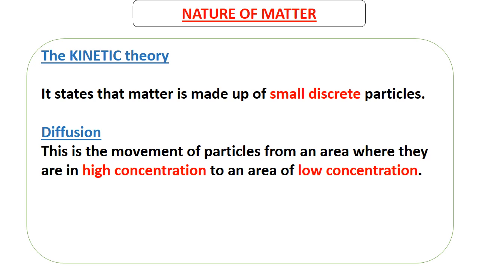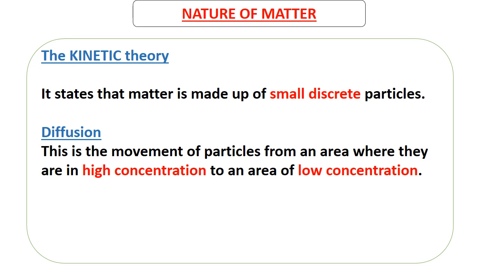We have all observed diffusion. We all know what diffusion is. Maybe we just did not know the name it is called in science, but diffusion is just the movement of particles from where they are in high concentration to an area of low concentration. A very good example is, let's say at point A, there's something that has gone bad, maybe food. Then you are standing at point B. You smell that something has gone bad. How did it happen? You're not in contact with the thing that has gone bad.